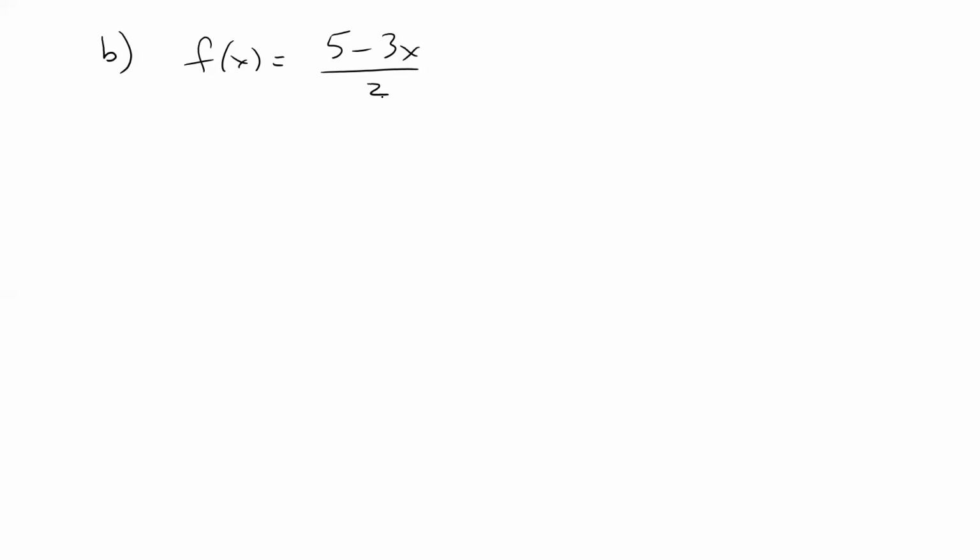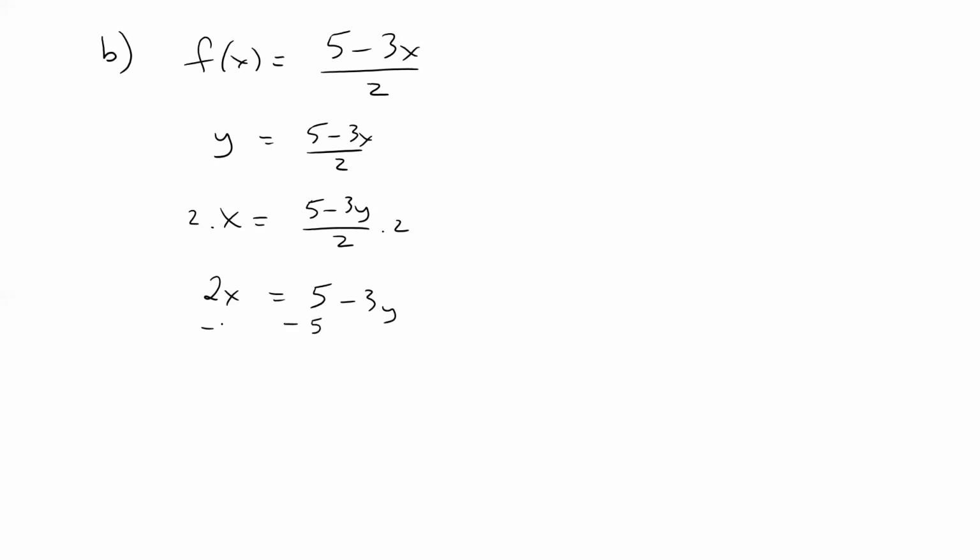All right, I'm gonna try it here. So first things first, I'm gonna change the f(x) to y. Switch my x's and y's. Good there so far. And let's start solving for y. So multiply both sides by 2. Got myself a 2x is equal to 5 minus 3y. Perfect. Let's see, I'm going to subtract 5 from both sides.